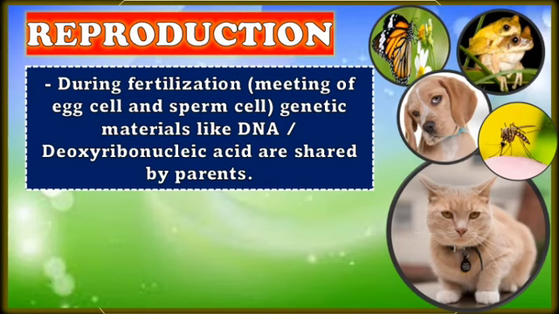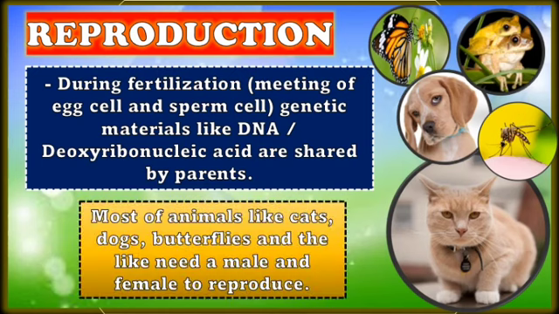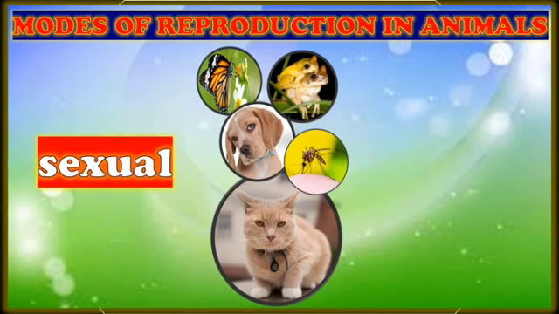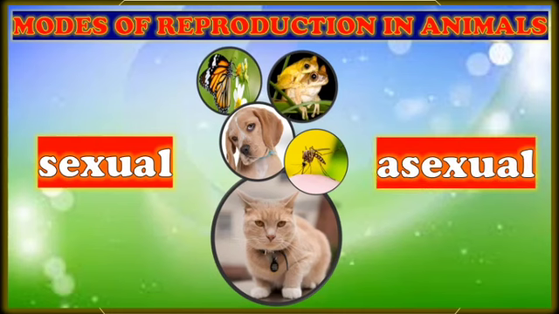During fertilization, or the meeting of the egg cell and the sperm cell, genetic material like DNA, or deoxyribonucleic acid, is shared by the parents. Most animals like cats, dogs, butterflies, and the like need a male and female to reproduce. Modes of reproduction in animals are divided into two types. We have sexual reproduction and asexual reproduction.